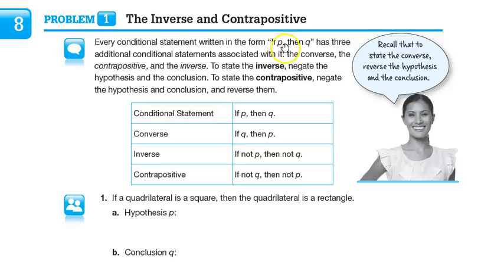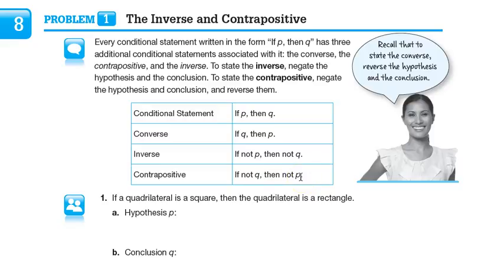Every conditional statement is written as if P then Q. It's not always written that way, but that's the common way we describe it. If P then Q. And there are three additional conditional statements associated with it. So we can start with if P then Q. We can do the converse, which is if Q then P. We do the inverse, which is if not P then not Q. And the contrapositive, if not Q then not P. So you're basically going to be reversing P and Q, the order, to make the converse. You're going to be negating P and Q to make the inverse, and negating and reversing P and Q to make the contrapositive.